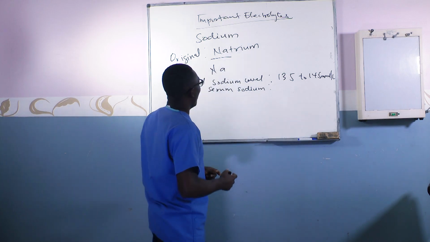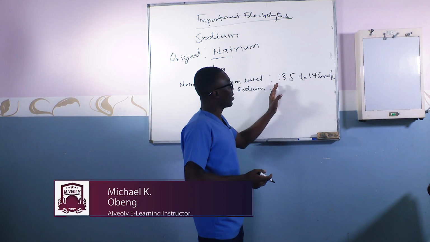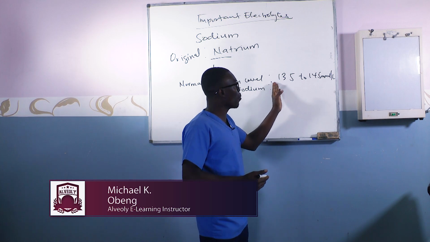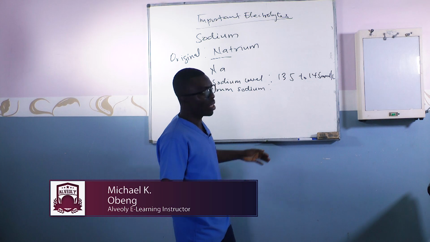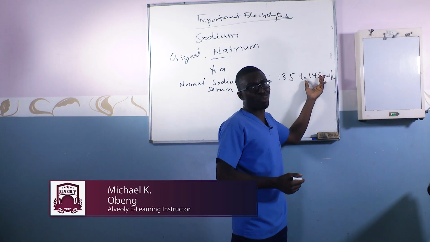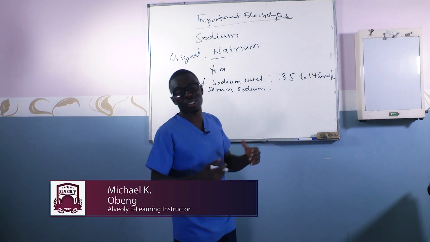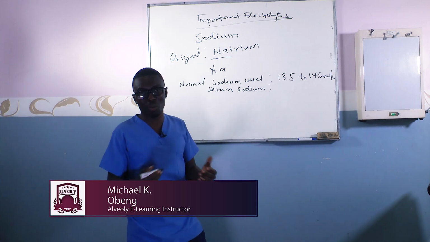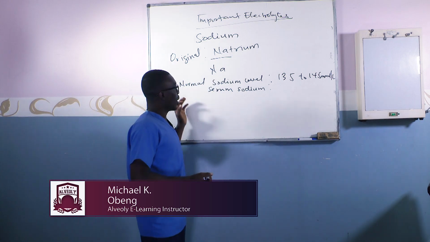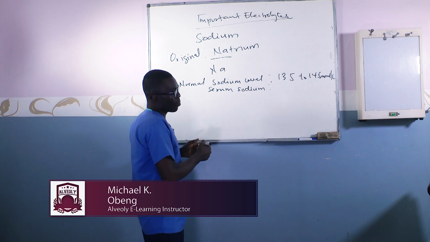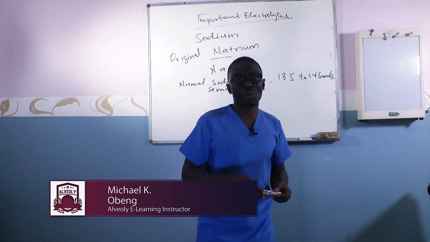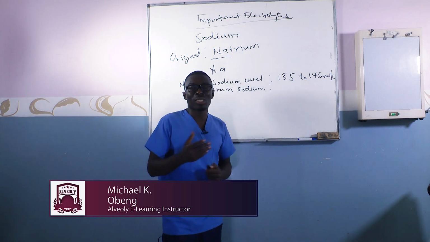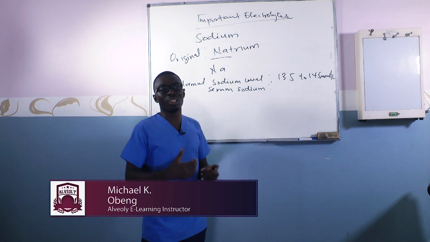However, if your sodium level is below 135, then it means your sodium level has reduced. If it is above 145, then it has gone high, which might result in implications in the body. Now let's look at the function of sodium. Sodium has a lot of functions in the body, but mainly it's for conduction of electrical activity between cells in the body.